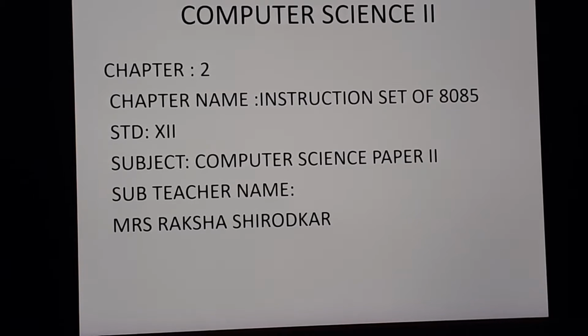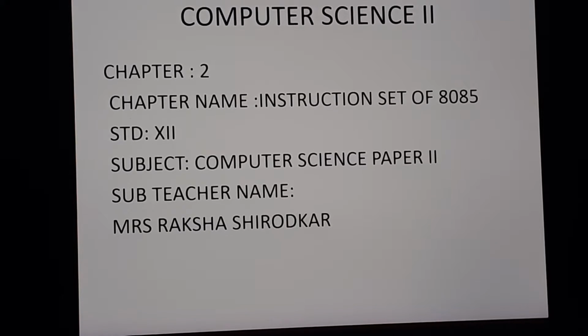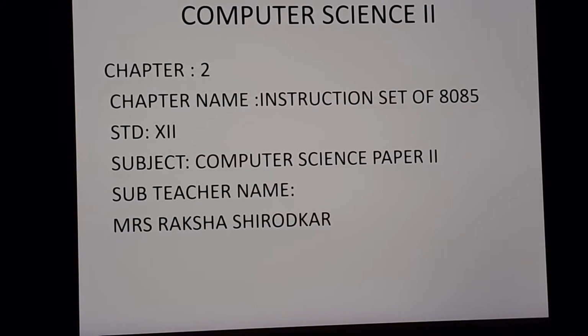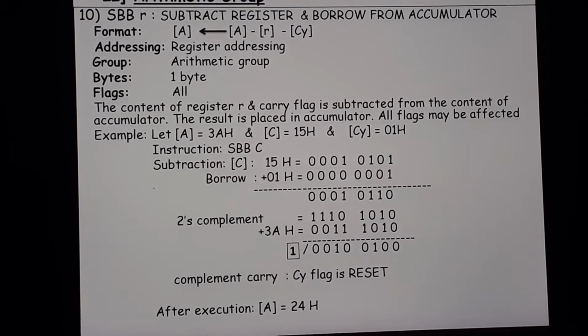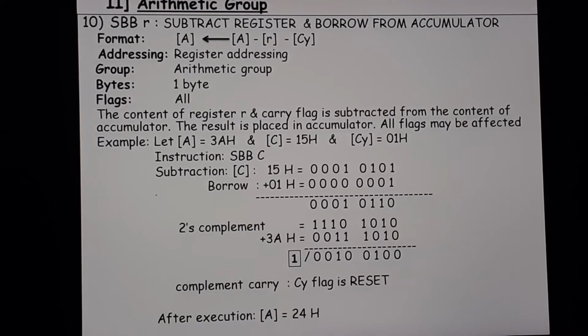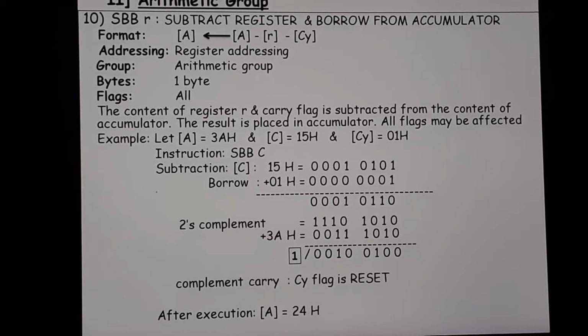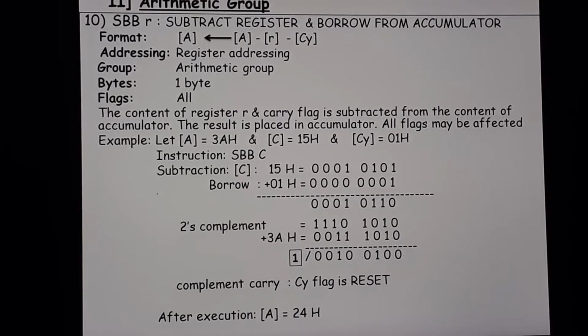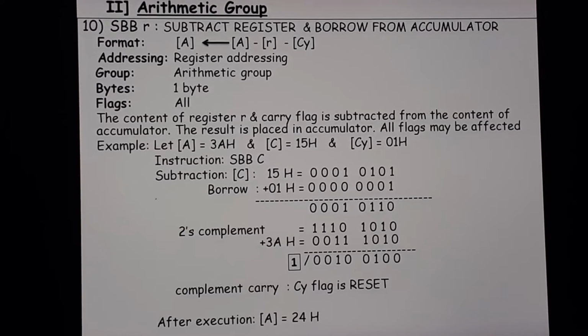So today we'll continue with the same chapter from Computer Science paper 2, the instruction set of 8085, that is chapter number 2. We had started with the arithmetic group and we had completed a total of 9 instructions in the last video. Now we'll see today the 10th instruction. We'll continue.